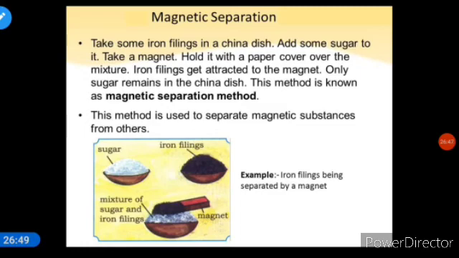You can see in this diagram, sugar is there and these are iron filings. And this is a mixture of sugar and iron filings. With the help of a magnet, we can separate the iron filings from the sugar.